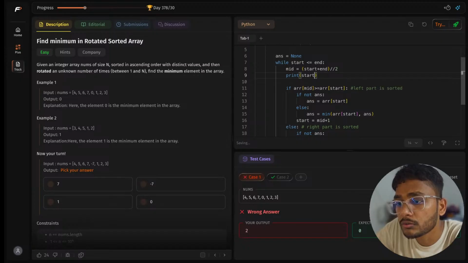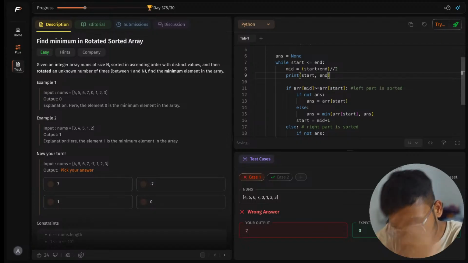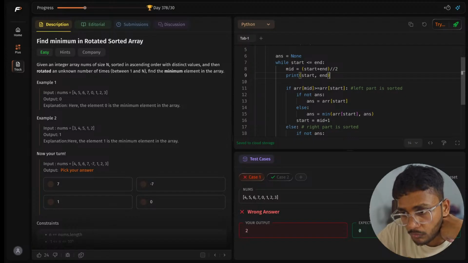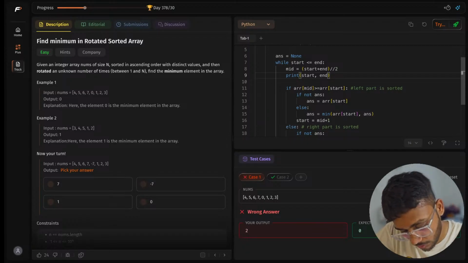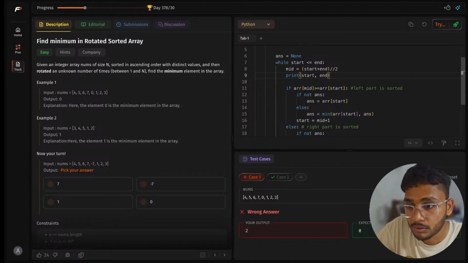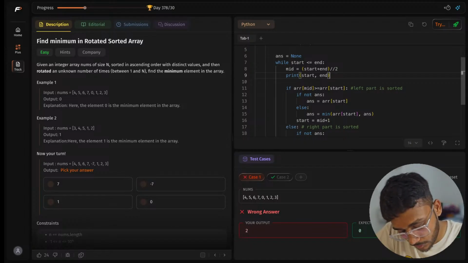Start and end. I'm missing something. I don't know. What went wrong? Array of mid is greater than or equal to array of start. If array of mid is greater than or equal to start, that means these numbers are sorted.